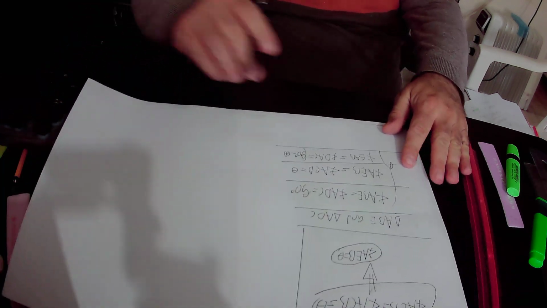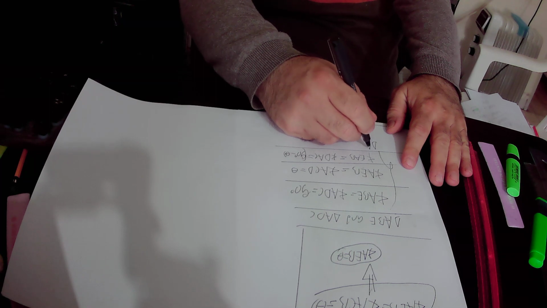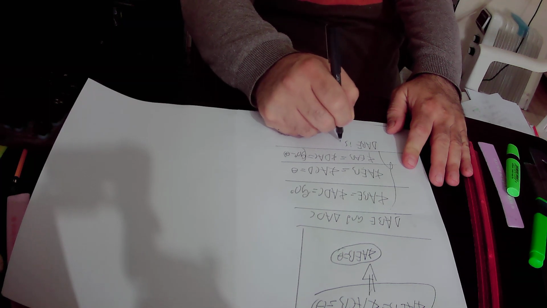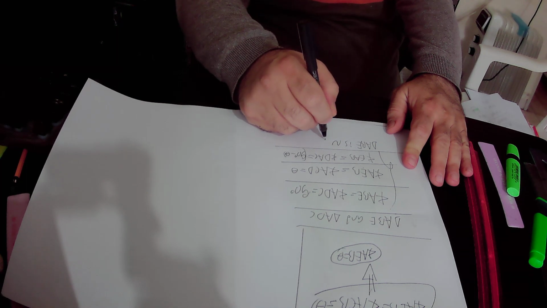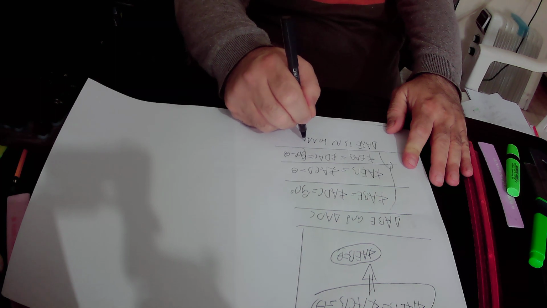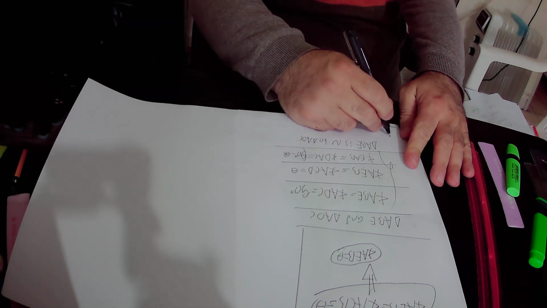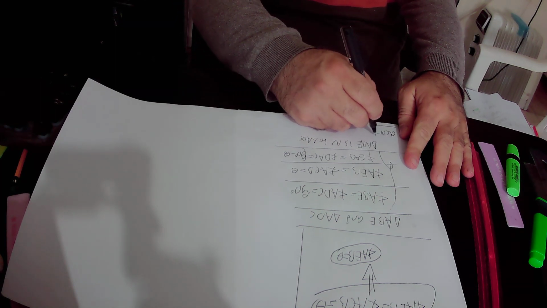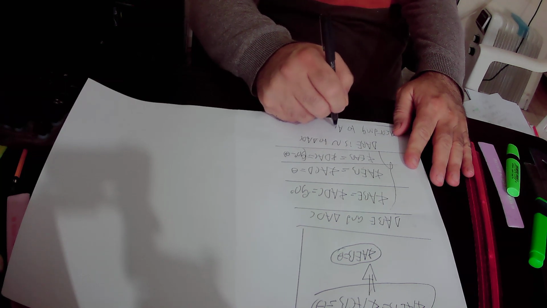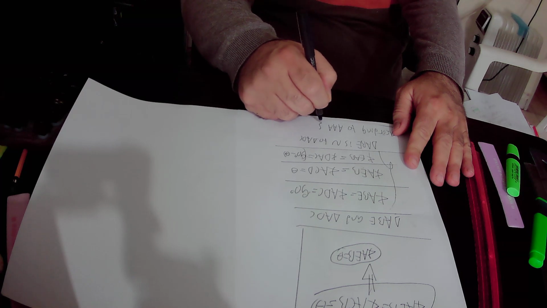So I write it down. Triangle ABE is similar to triangle ADC according to angle similarity rule.